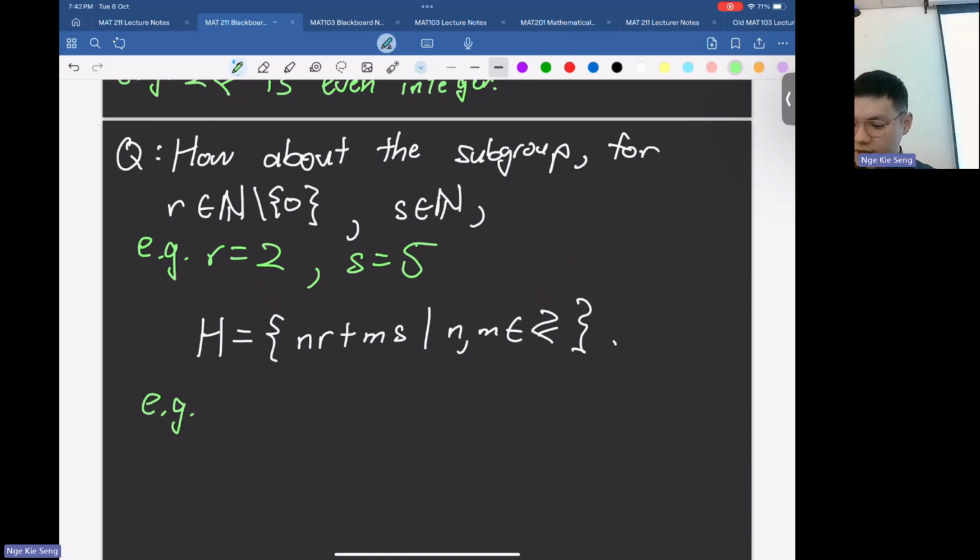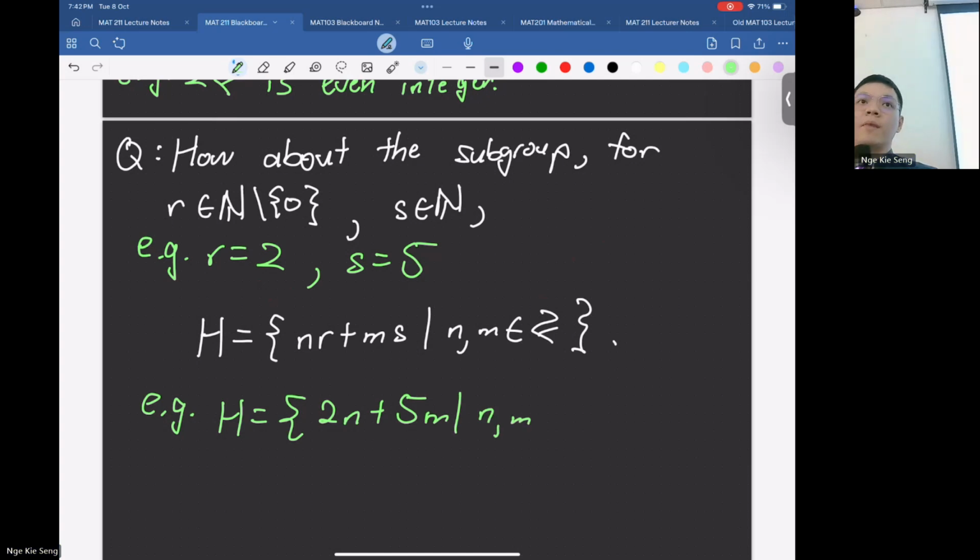For example, this set will look like 2N plus 5M for all N, M, like this. Okay, so whenever we say this, that means we fix some R and X first. So for example, how do you build 0? In this case, you can pick -5 and 2. Meaning what?